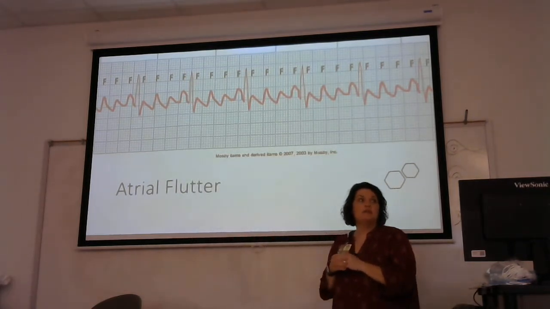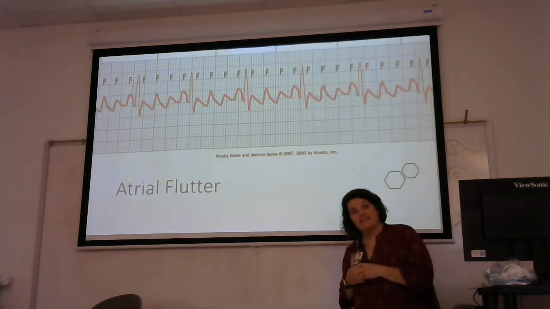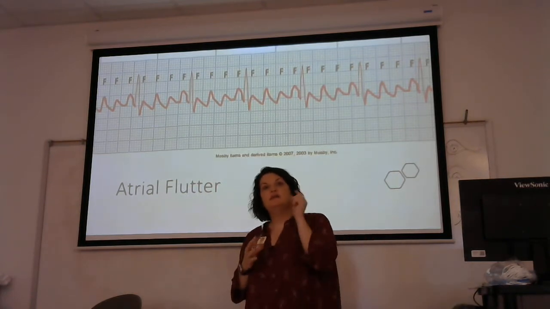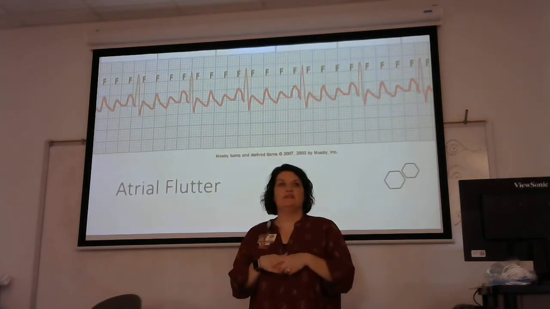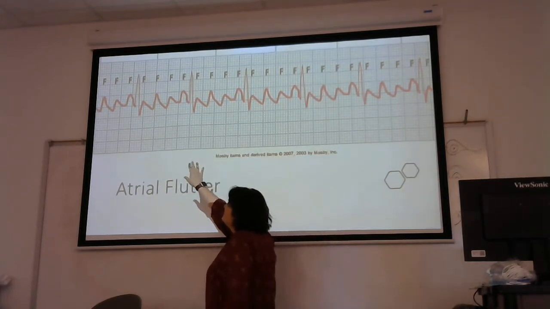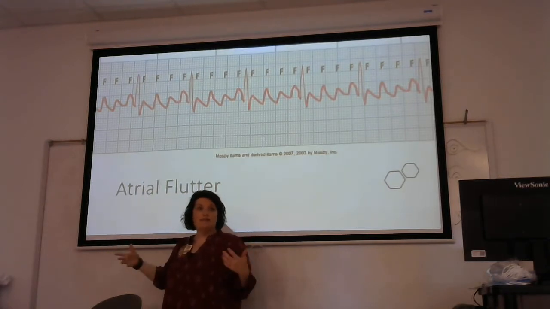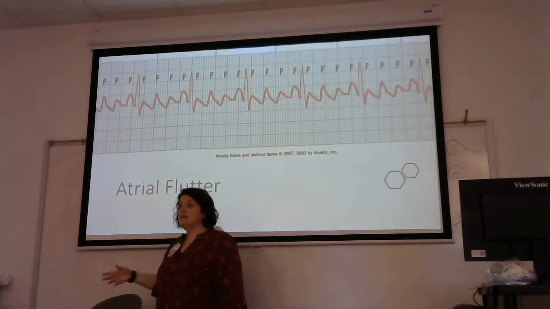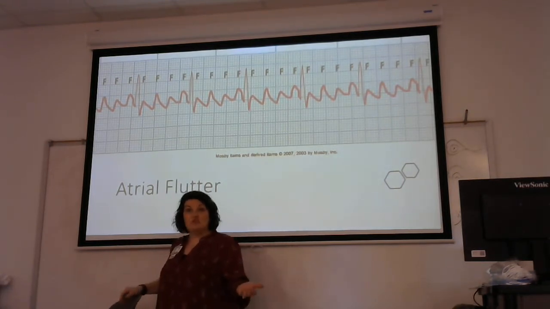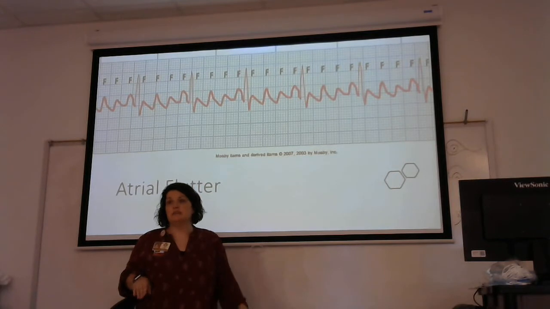Is it regular or irregular? It's regular. Now, go to your P waves. Do you see P waves? No, you don't see P waves. You see these flutter waves. So that's your key feature in a flutter, you have these flutter waves. Because I have those flutter waves, it's not a normal P, so I can't measure my PR interval. Then you look at your QRSs and you see your QRSs are within defined limits.